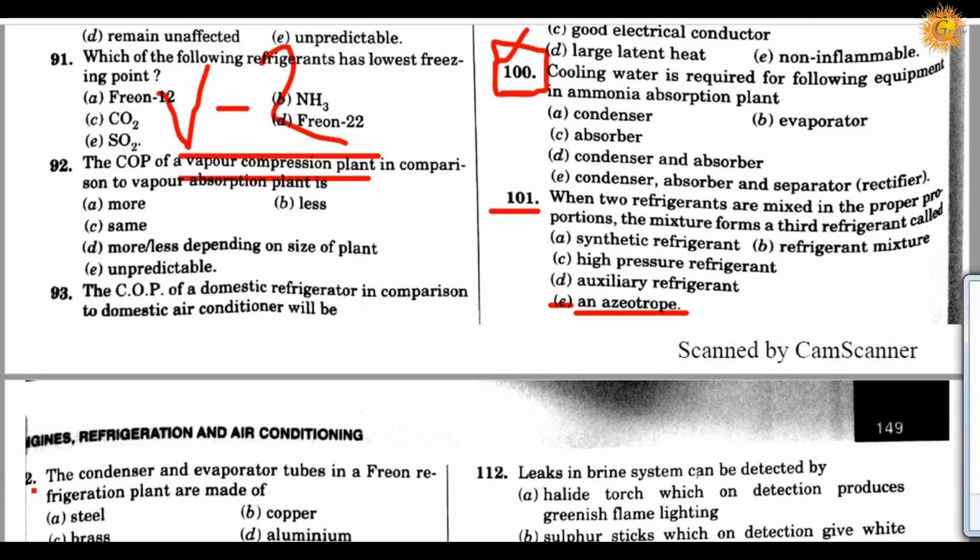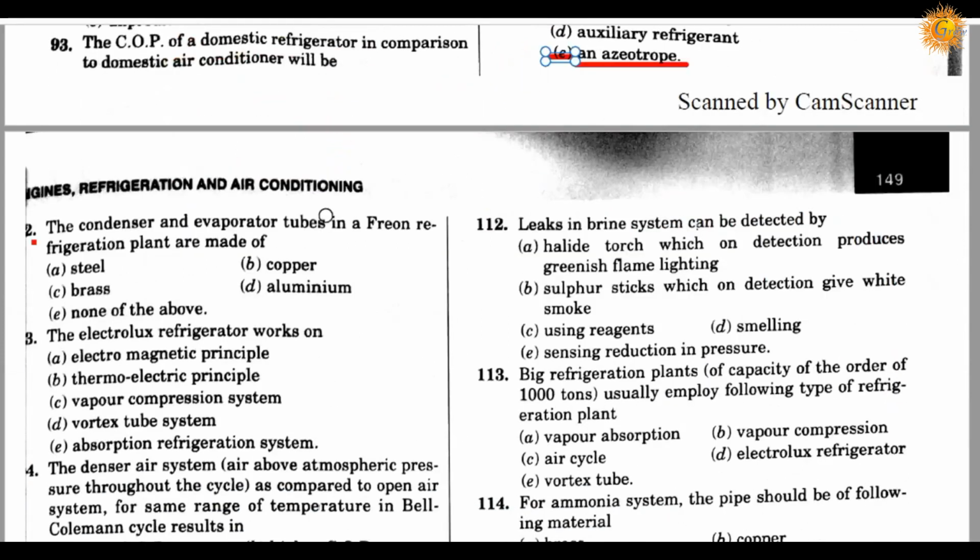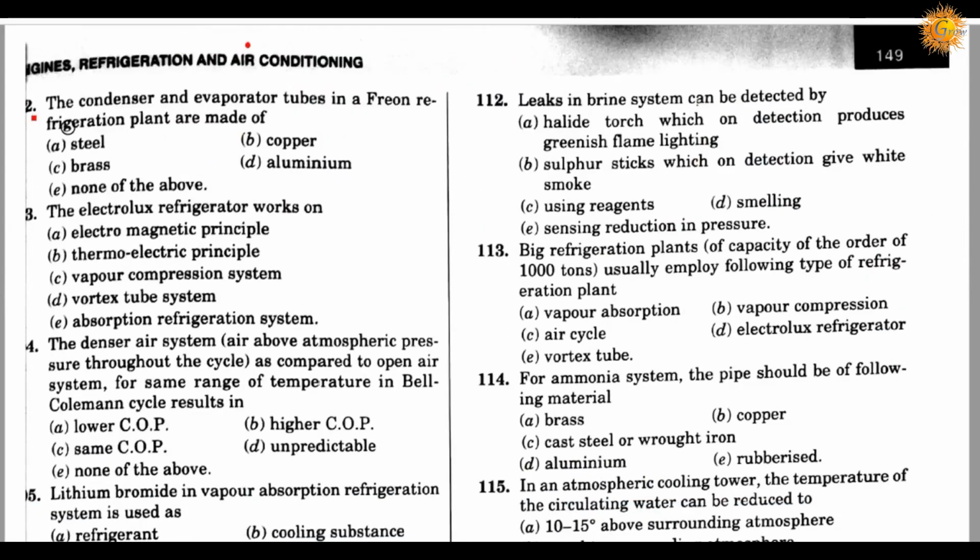Okay, so now question number 102. The condenser and evaporator tubes in a freon refrigeration plant are made of: Option A, steel. Option B, copper. Option C, brass. Option D, aluminium. Option E, none of the above. So the correct answer is B, copper.